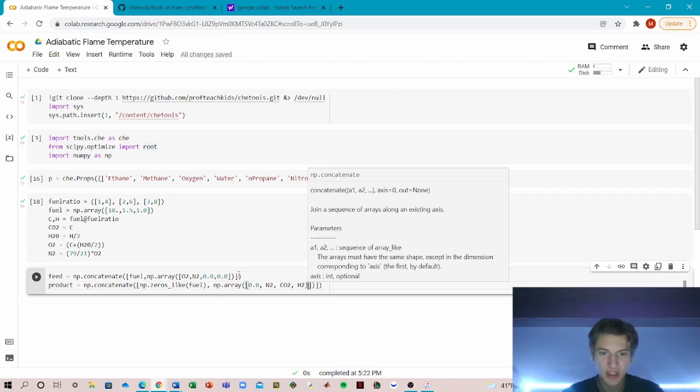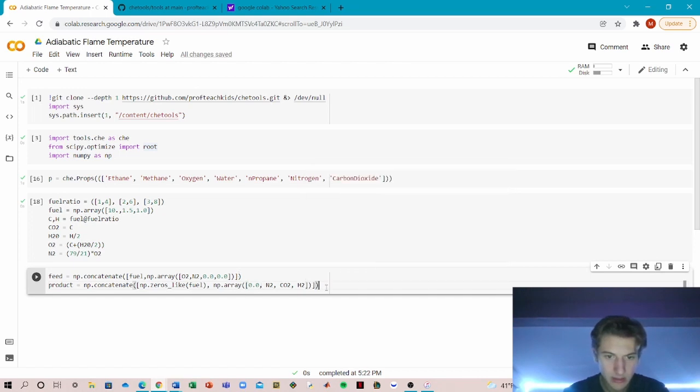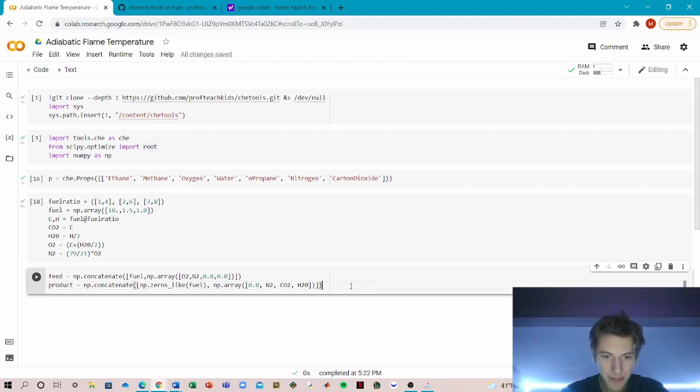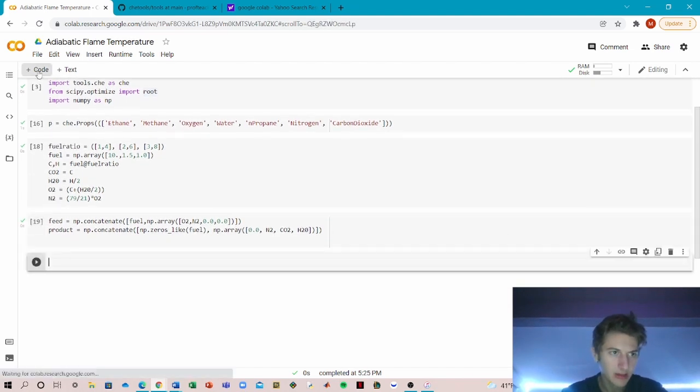I'm just checking it, make sure we have everything. Sorry, H2O. I think I just hit shift on that and it made a parenthesis. There we go. Run that, make sure it reads everything properly. Alrighty.